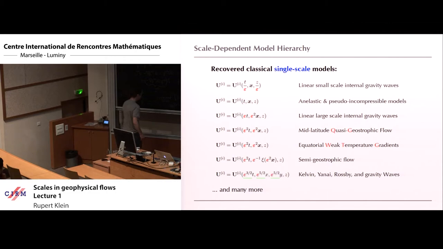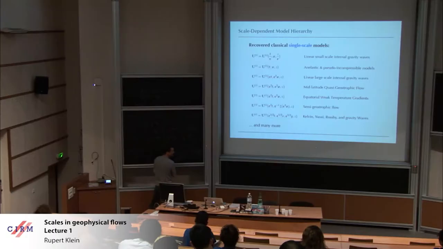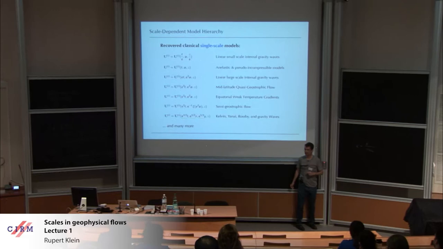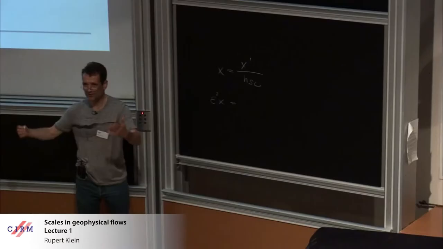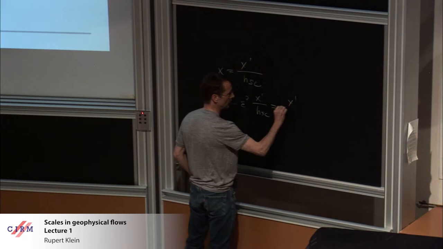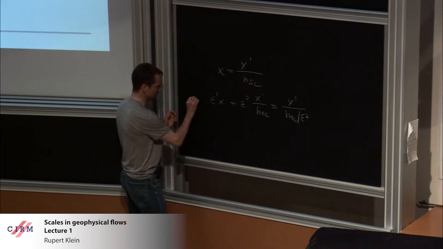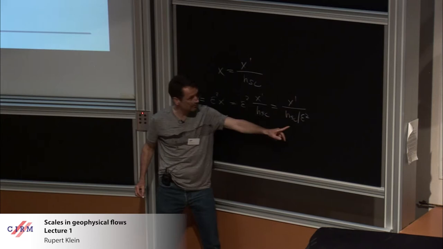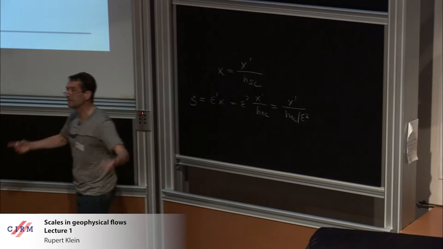Let me write it down. So x is equal to some dimensional x prime divided by the scale height. So now I want to know from you epsilon squared x, but once I write it down, it basically is the answer already. It's epsilon squared times x prime over h scale. And I can write this as x prime over h scale over epsilon squared. So I have a new coordinate, let me call it xi, which measures the dimensional distances in units of a much bigger length, the length h scale divided by epsilon squared.